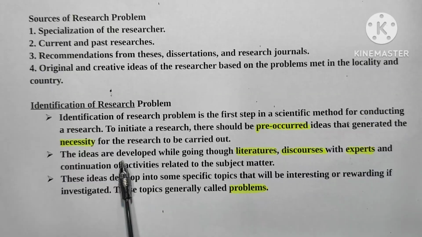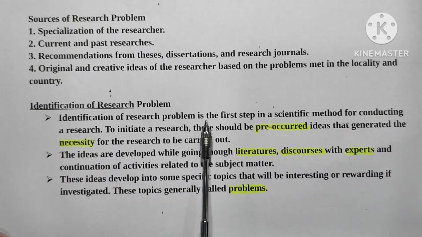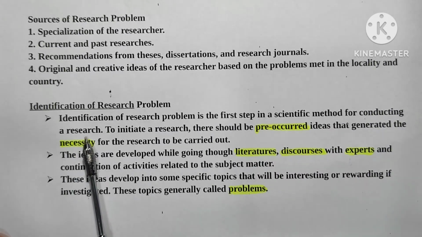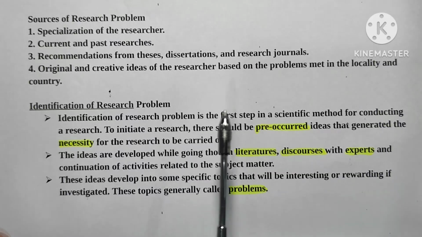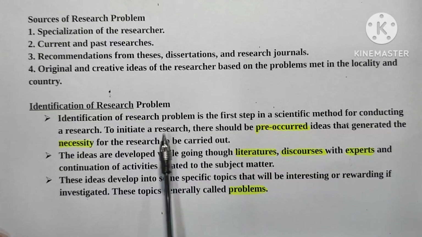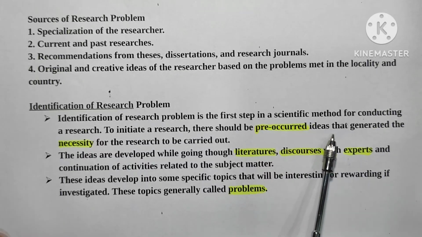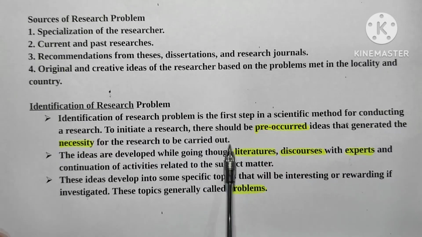Next, identification of research problem. How to identify? Identification of research problem is the first step in a scientific method for conducting research. As you know the steps of the research process, identification of research problem is the first step. To initiate a research, to start any research, there should be pre-occurred ideas that generated the necessity for the research to be carried out.